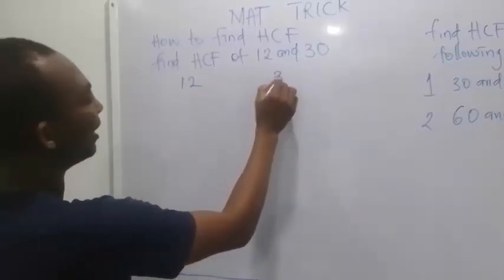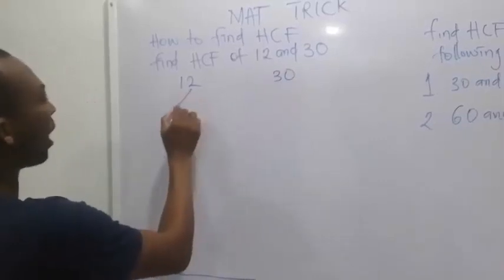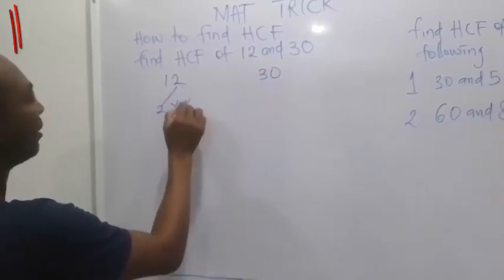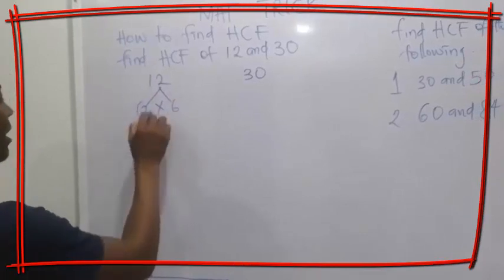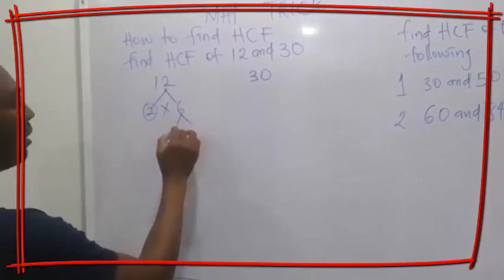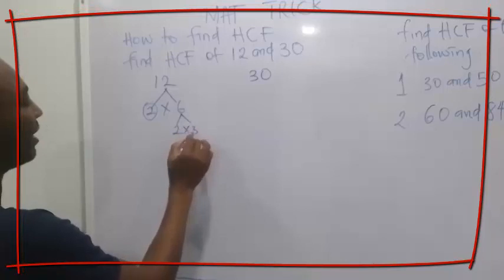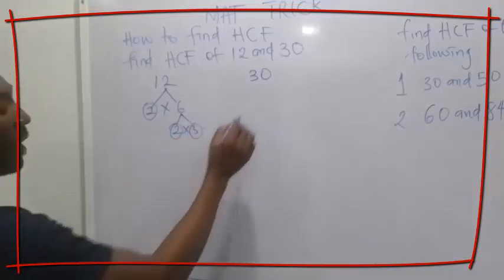12 and 30. For 12, I can have 2 multiplied by 6. So this is a prime number. For 6, that will be 2 multiplied by 3. This is a prime number. This is also a prime number.